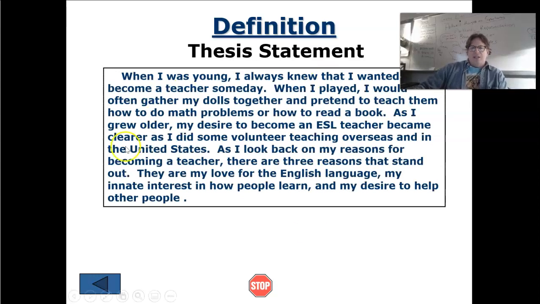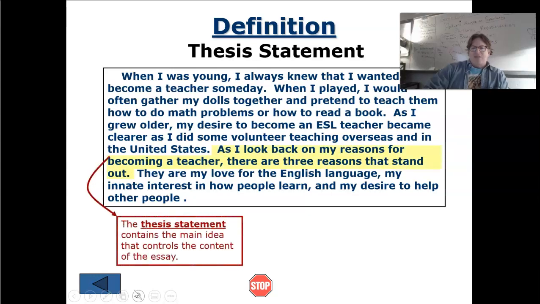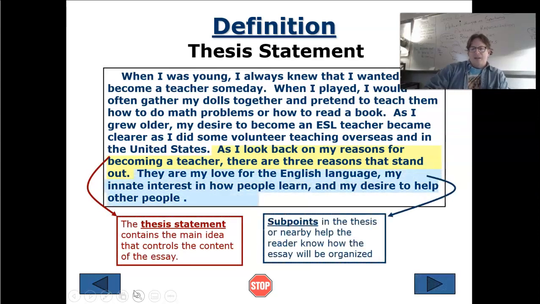So here is an introduction. When I was young, I always knew that I wanted to become a teacher someday. When I played, I would often gather my dolls together and pretend to teach them how to do math problems or how to read a book. As I grew older, my desire to become an ESL teacher became clear as I did some volunteer teaching overseas in the United States. Now here is the thesis statement with the subpoints.